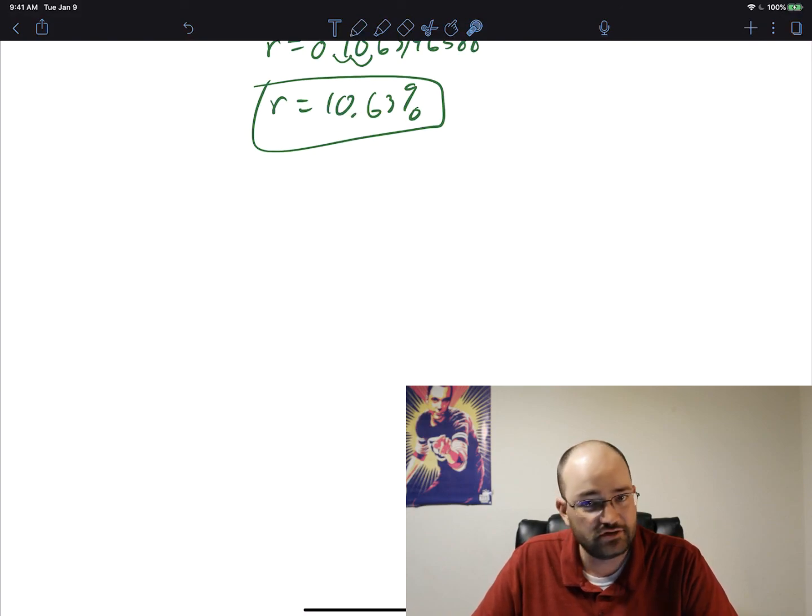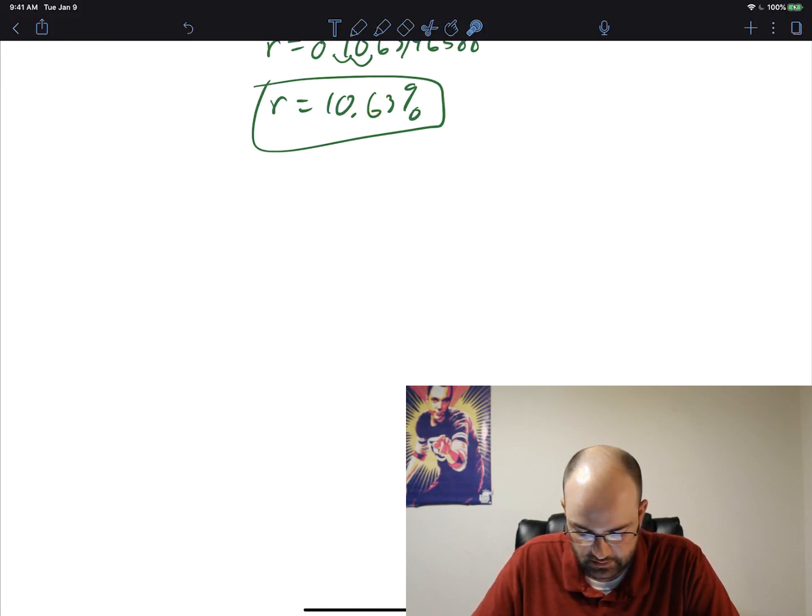And that's actually quite a bit smaller than even the credit card debt right now, or credit card interest. So while it's not unreasonable, it's still pretty high, not going to lie.